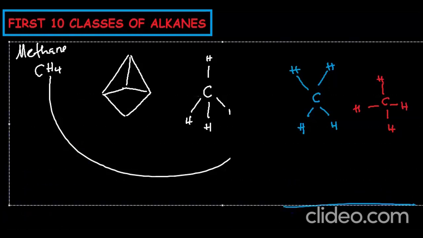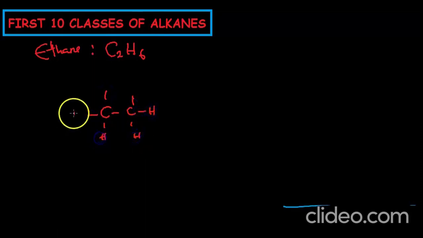Ethane is a chemical compound with the chemical formula C2H6. This is simply 2 carbon atoms bonded to 6 hydrogen. We say 2 carbon atoms, carbon bonded to carbon, saturated with 6 hydrogen atoms. Or we can also do it this way, the structural formula.